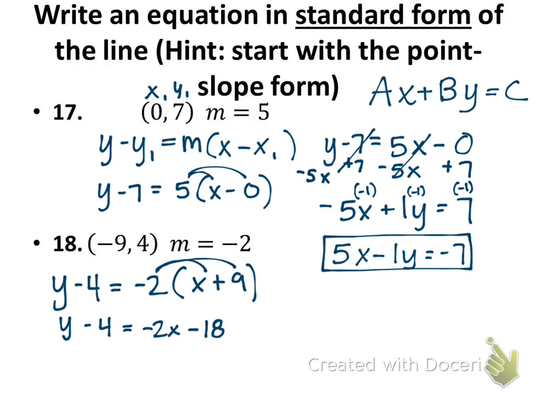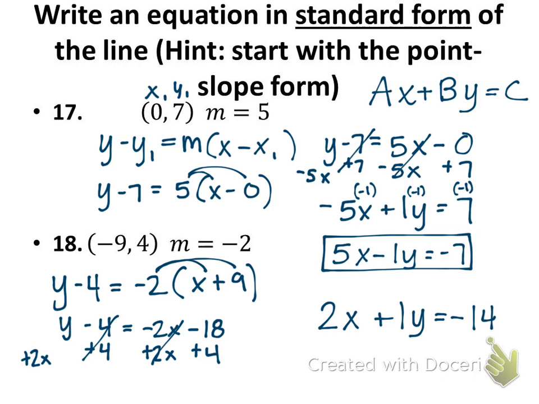What do I need to move? Negative 4, so we're going to add 4 to both sides. What else? Negative 2x needs to be added. So now I have 2x plus 1y equals negative 14. Is it in standard form? Does it follow all the rules? Yes, it does. All right. Does anybody have any questions over standard form?